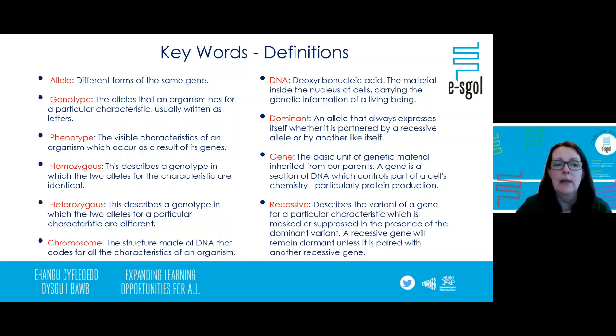Homozygous and heterozygous, as we mentioned earlier. So homozygous can be either dominant or recessive, and homozygous has two alleles that are identical. So for homozygous dominant, you would have two capital letters, and for homozygous recessive, you would have two lowercase letters.